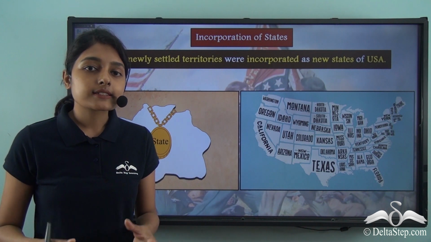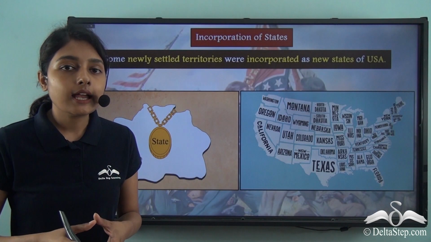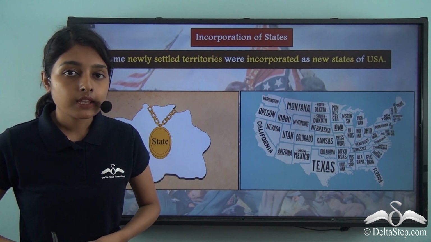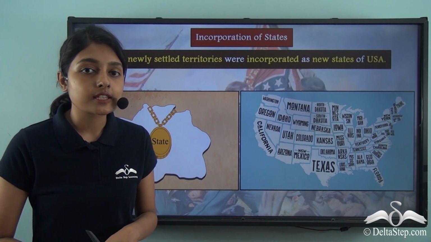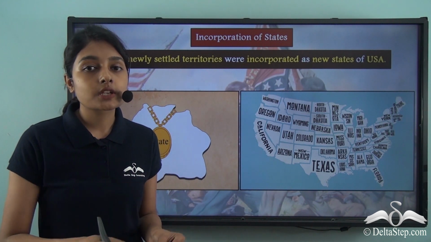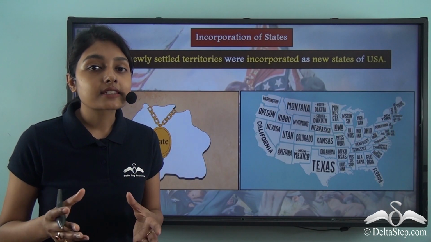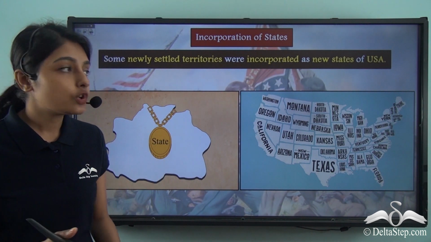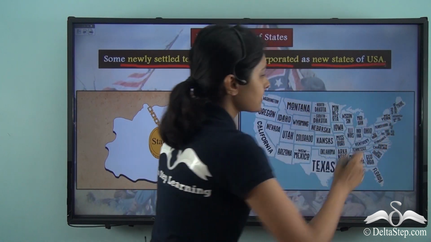A territory is simply an area that is kept under the control of the country. On the other hand, a state is an independent and autonomous political unit. And more so in the case of the federal government that was in place in the United States of America, states were very important. So when these various territories were purchased or annexed or brought under the control, USA realized that these territories had to be declared or given the shape of formal states. So these newly settled territories were now incorporated as new states of USA.